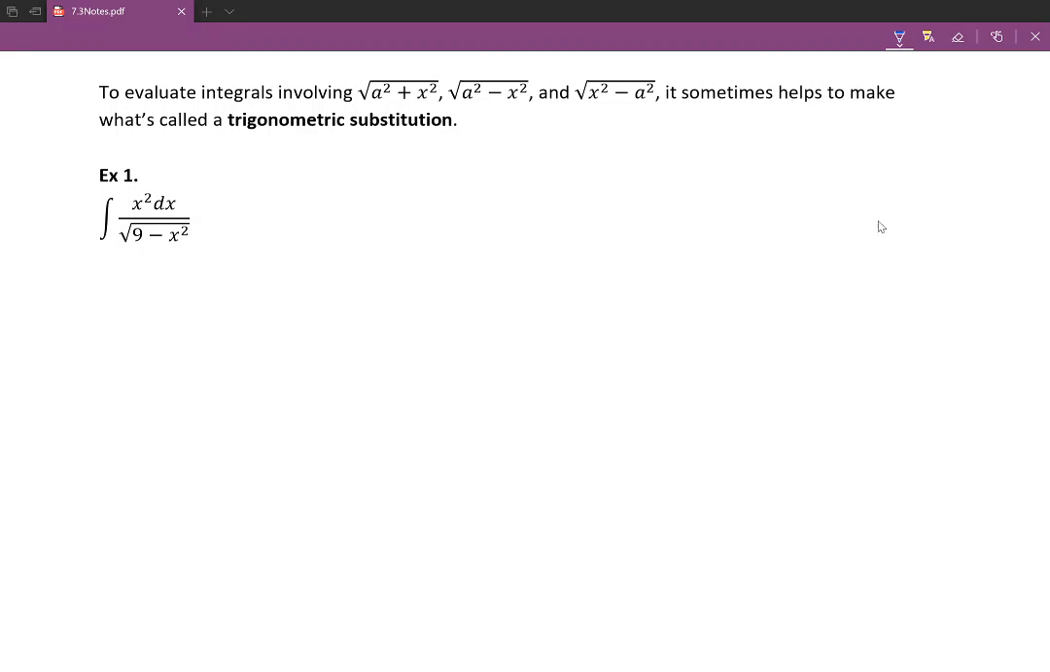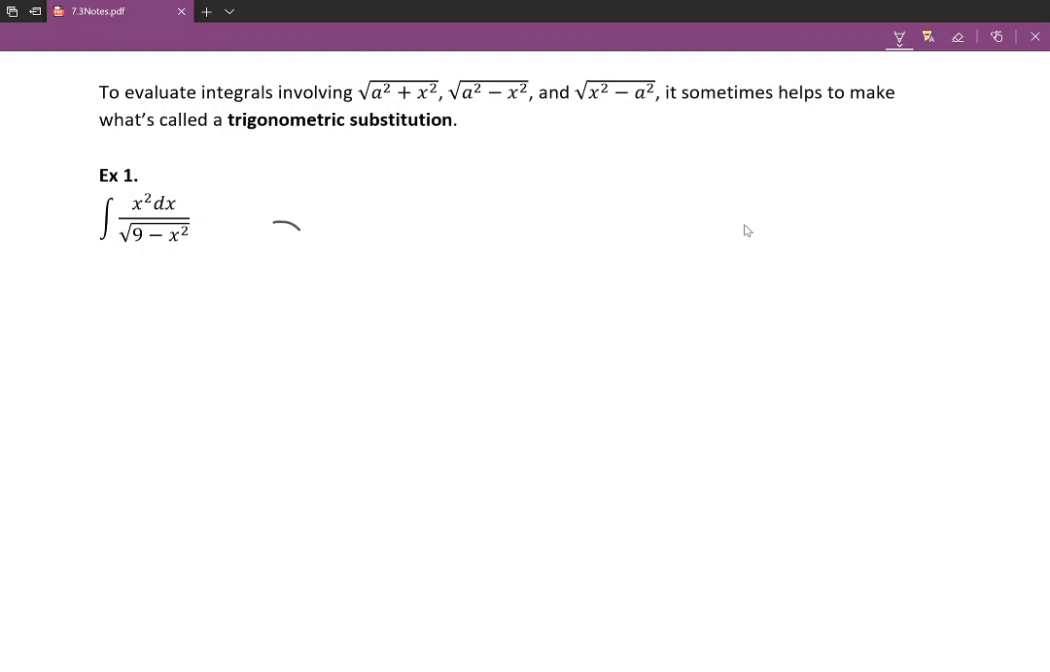So what we're going to do is, first off, note that regular substitution doesn't help here. If we try to let u equal 9 minus x squared, the du would be negative 2x, which is not what we see next to the dx. So if you try a regular substitution, it doesn't quite work out. So let's give this new trigonometric substitution a try.